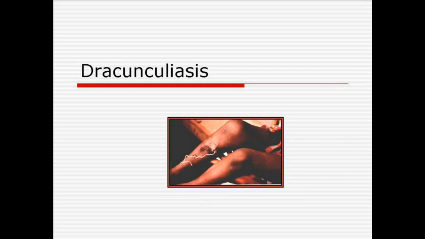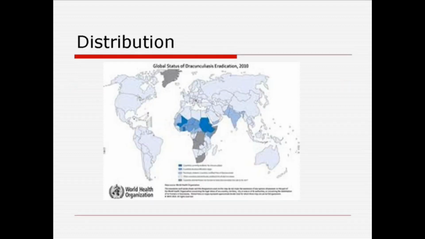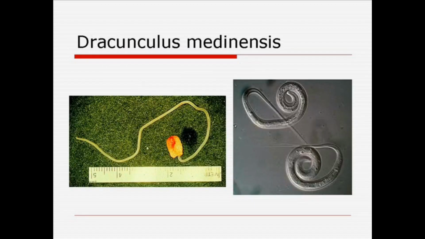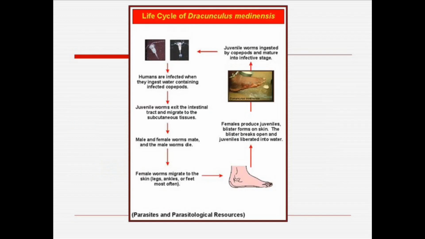Dracunculosis. Dracunculosis, also called guinea worm disease, is a parasitic infection caused by Dracunculus medinensis. Once prevalent in 20 nations in Asia and Africa, the disease remains endemic in Africa. Dracunculosis is caused by the nematode roundworm Dracunculus medinensis. Humans become infected by drinking unfiltered water containing copepods, small crustaceans, which are infected with larvae of Dracunculus medinensis.